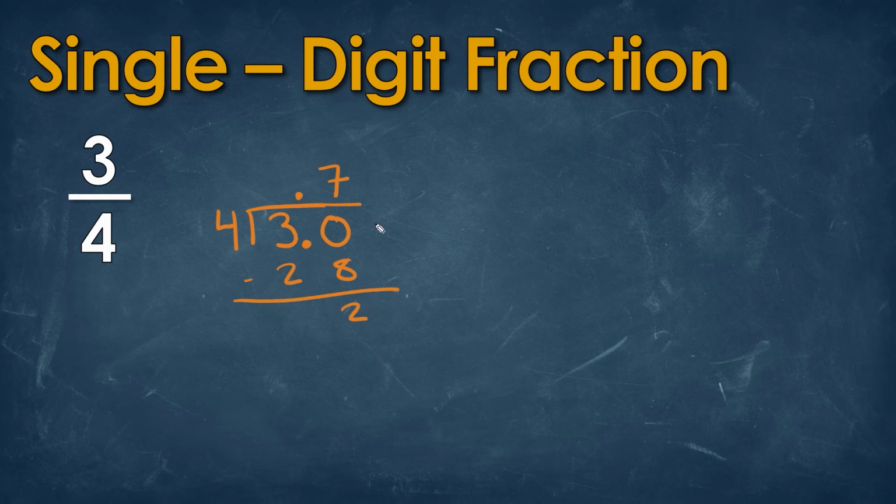So now we can do the same thing. We can add a 0, right? This still changes that same number of 3, which we have here. So now we have an extra 0, and we have a 2 right here, and we'll bring down this 0. So how many times is 4 going into 20? And the answer is 5 times. So 3 over 4 is the same thing as 0.75.